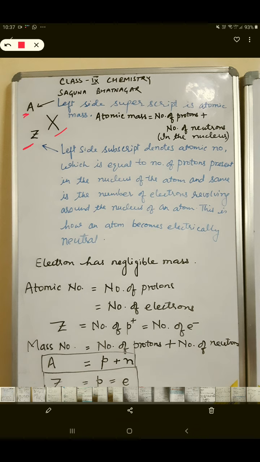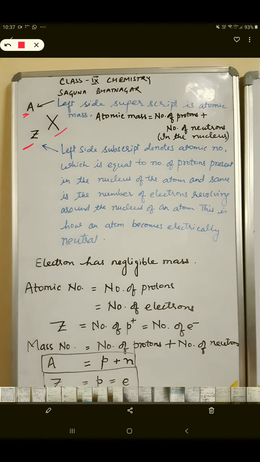This A is representing atomic mass. Students, this is representation of an atom. Any atom is represented like this. If X is the element, Z is the number of protons present in the nucleus of that atom.